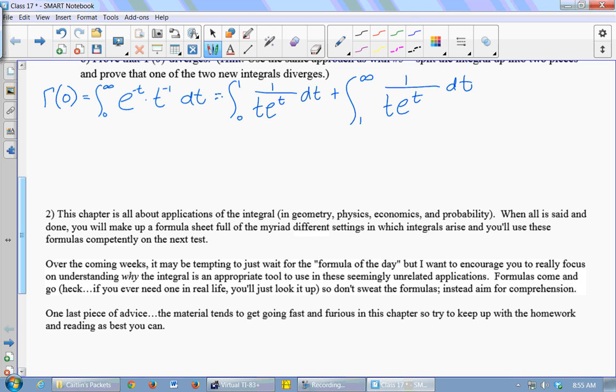Okay, so I'm going to leave this one to you. This one converges, and I'll leave that to you to prove. It's not a difficult one. The hard part of this problem is to show that this first integral diverges.